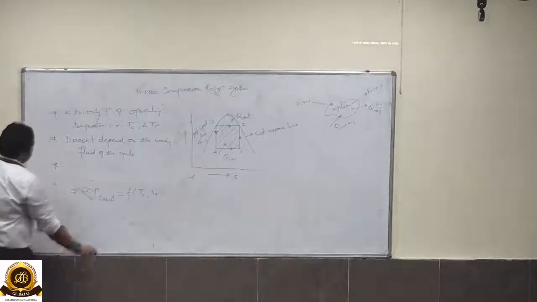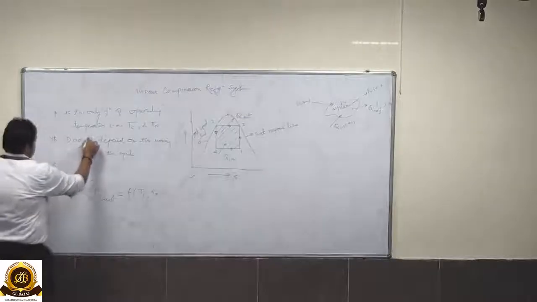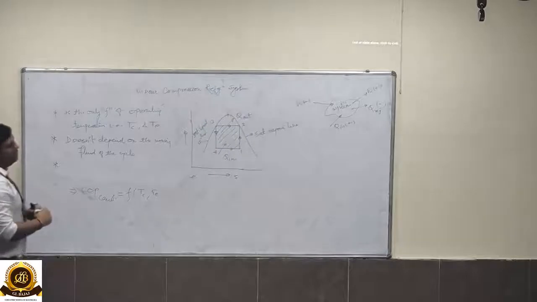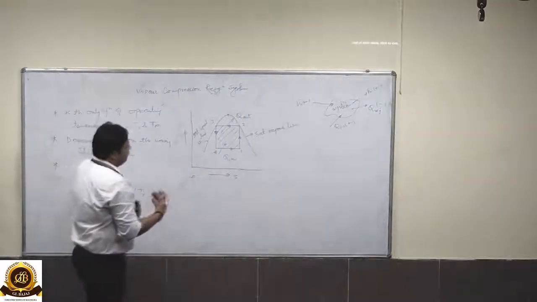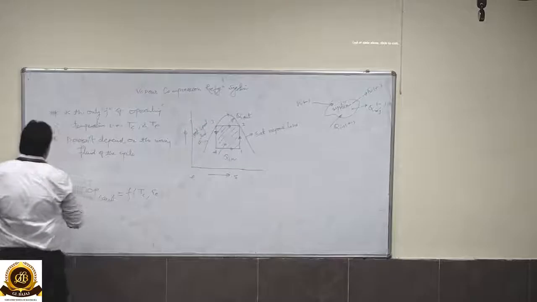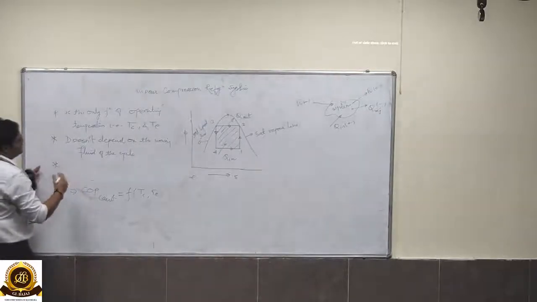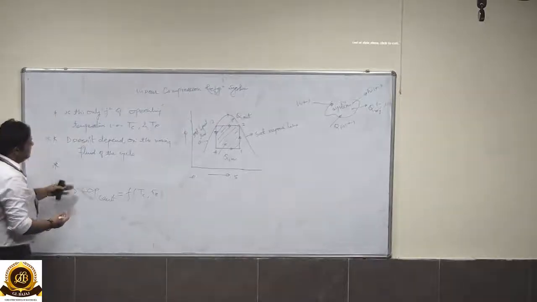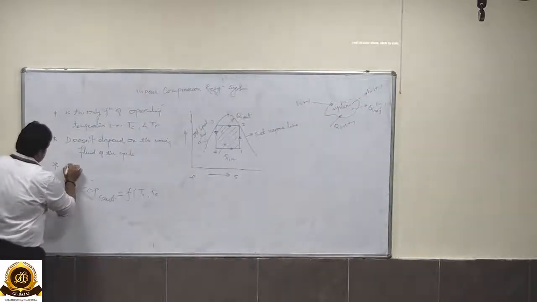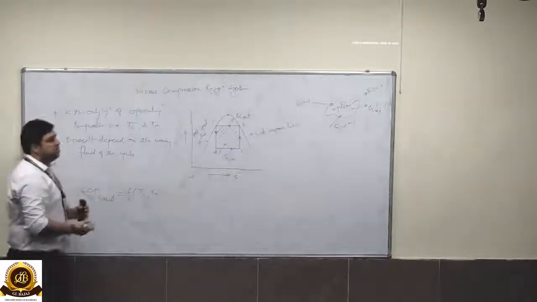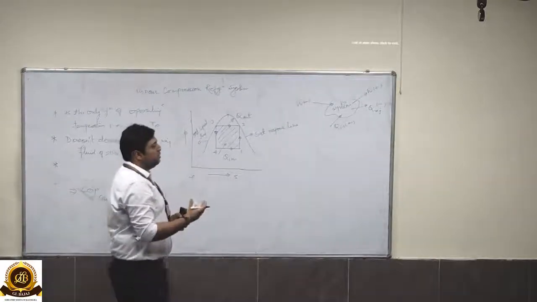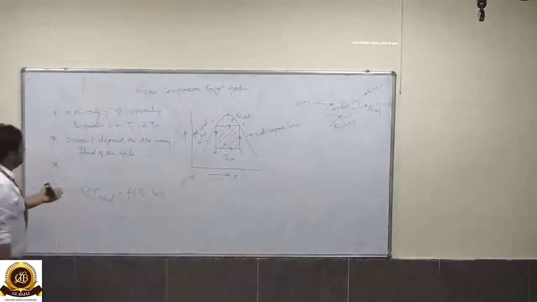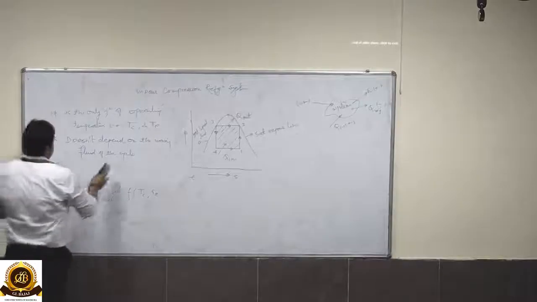One more conclusion we can draw, that for given temperature limits, if we have a fixed heat source temperature and a fixed heat sink temperature, none of the cycles operating between the same temperature limits can have a better COP as compared to the Carnot cycle.